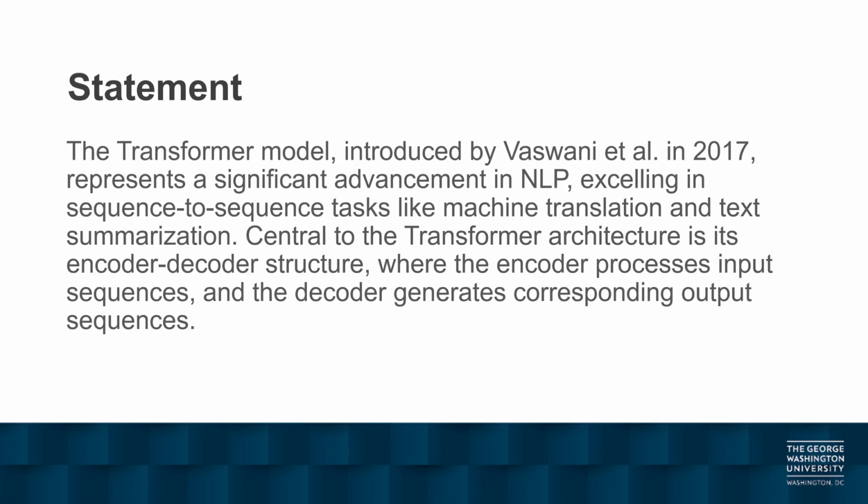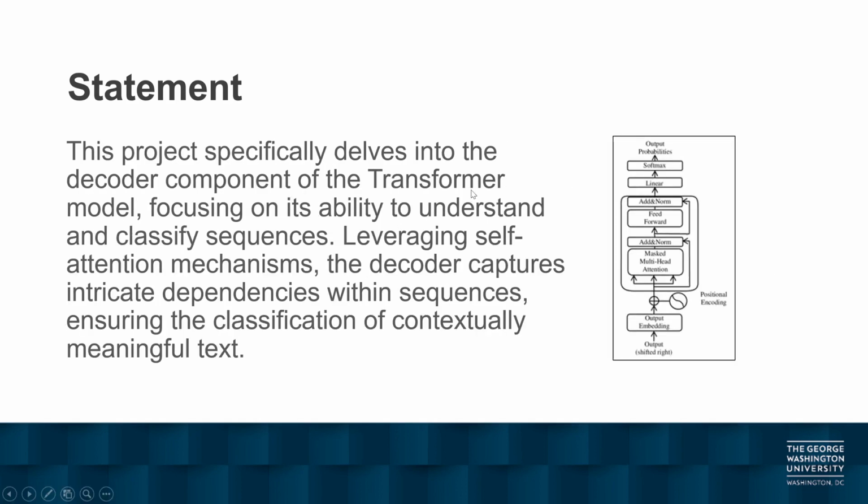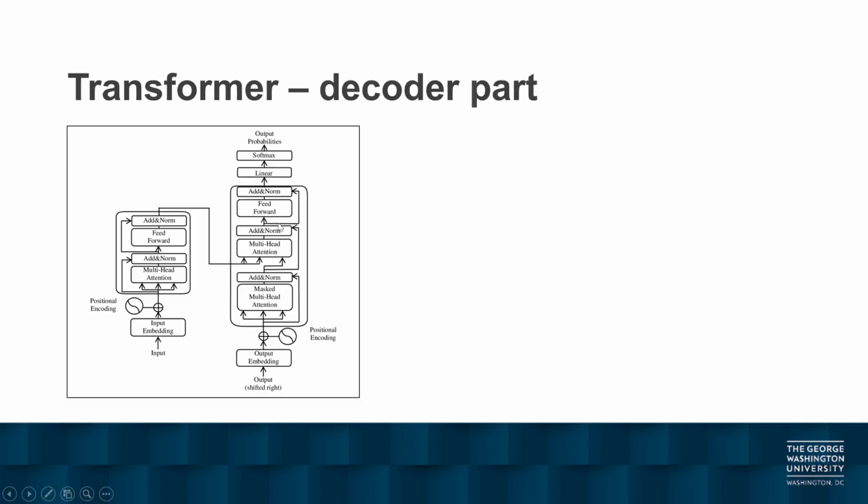Central to the transformer architecture is its encoder-decoder structure, where the encoder processes input sequences and the decoder generates the corresponding output sequence. This project specifically delves into the decoder component of the transformer model, focusing on its ability to understand the classified sequence. Leveraging self-attention mechanisms, the decoder captures the intricate dependencies within sequences, ensuring the classification of contextually meaningful text. And this is the structure of the original transformer.